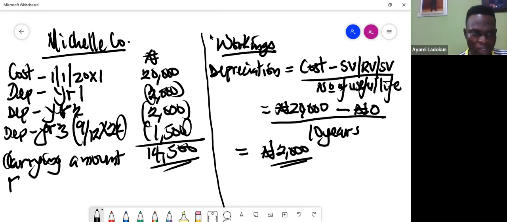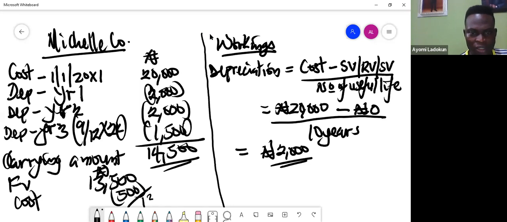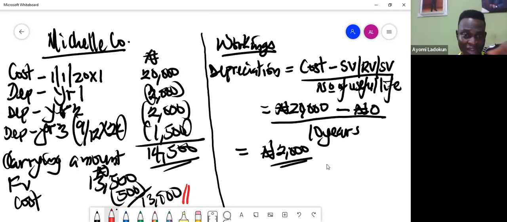I will now ask, what is the fair value of this asset? I will look at the question. He said the fair value is 13,500. Is there any cost to sell? Yes, he said yes. So the cost to sell is 500. Did you see that? The cost to sell is 500. If I net it off, I'm going to have 13,000. Now be with me here. Assets held for sale are measured at the lower of their carrying amount and fair value less cost to sell. So between 14,500 and 13,000, which one is lower? Obviously, it is 13,000. So that means I will now write the asset down from 14,500 to 13,000.